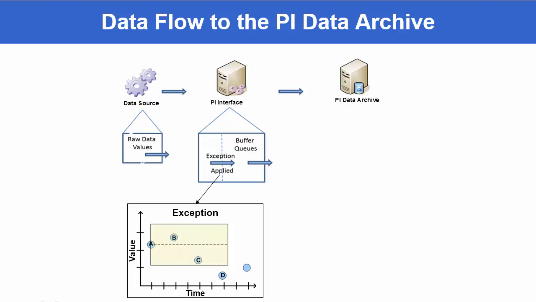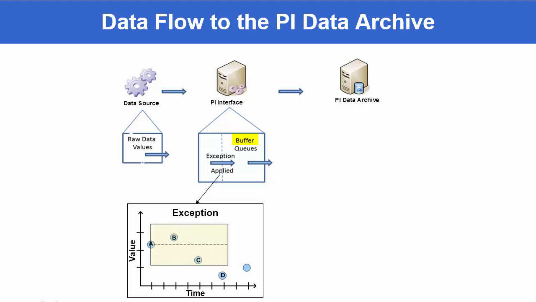Considering A as the first point, B would be discarded since it is within the band. Since point D is outside the band, point D and its previous point C would be stored by the interface along with point A. Thus, only points A, C, and D would be stored by the interface before it is sent to the PyData archive via the buffering mechanism.